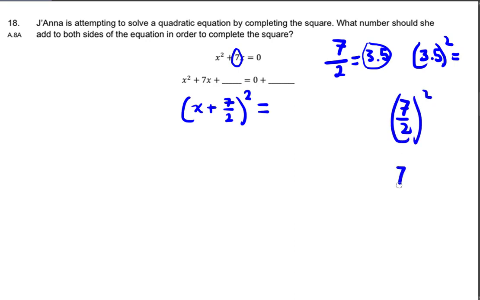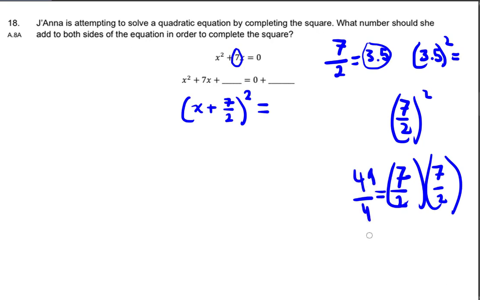Which, if you think about it, is really 7 halves times 7 halves, right? So since that's the case, you end up with 49 over 4. I'm going to go ahead and do that in my calculator. Or really, that's the number I'm adding, 49 over 4. I could leave it like that in theory.